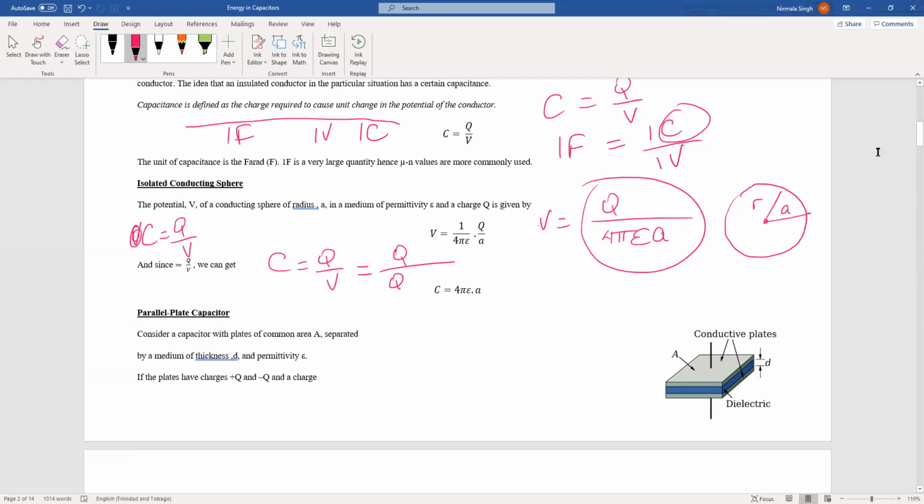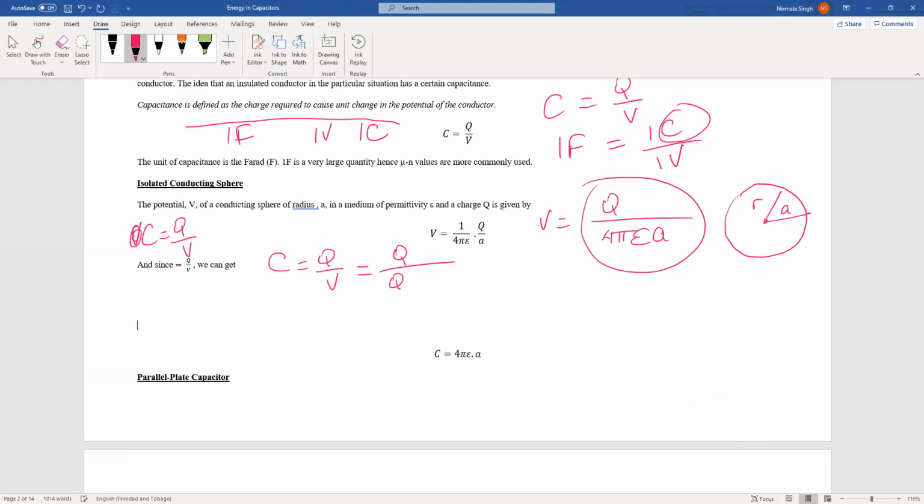Let's get some writing space. So it's going to be Q over 4 pi epsilon A. And remember, when you divide by a fraction, it goes up on top. So you're going to end up with 4 pi epsilon A. So that's the capacitance of an isolated conducting sphere, meaning a sphere that is just attached to a conductor. So how do you work out your capacitance?